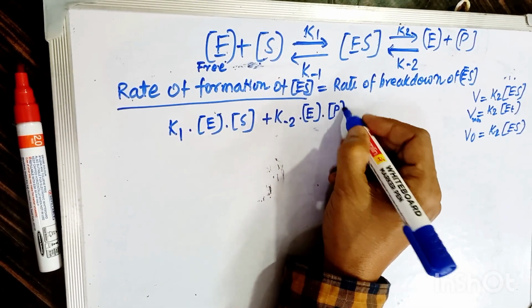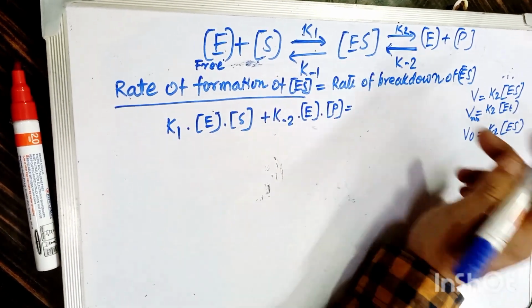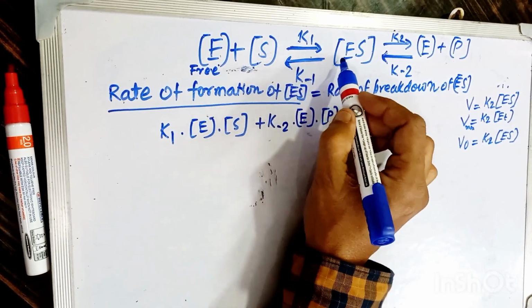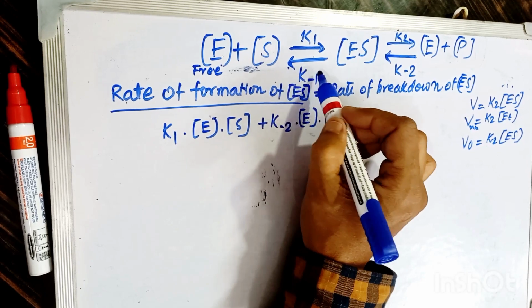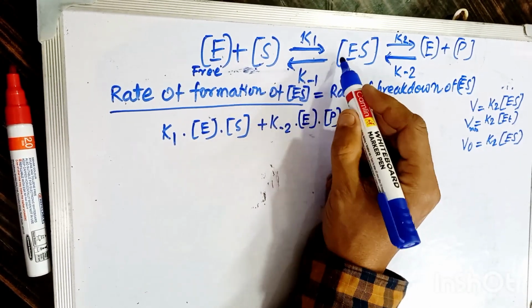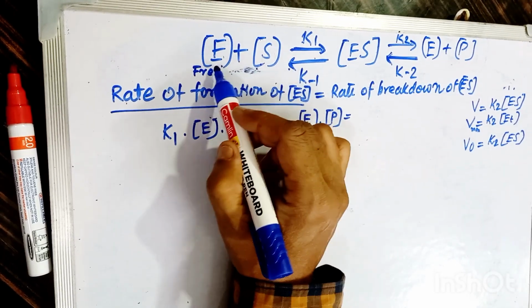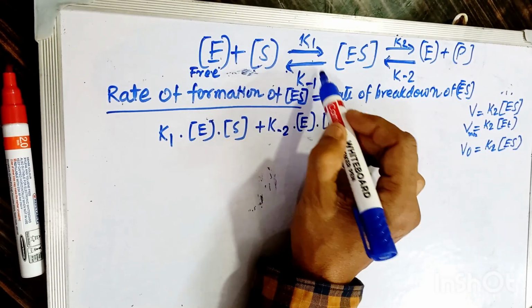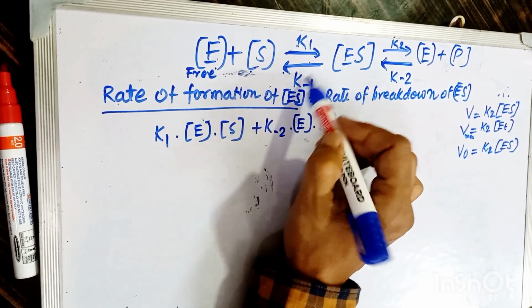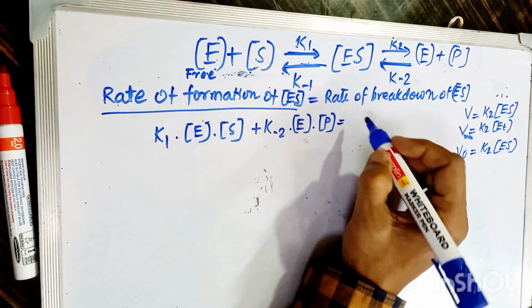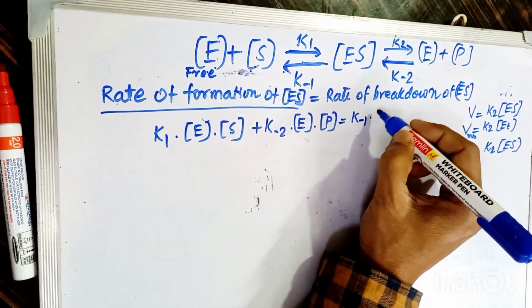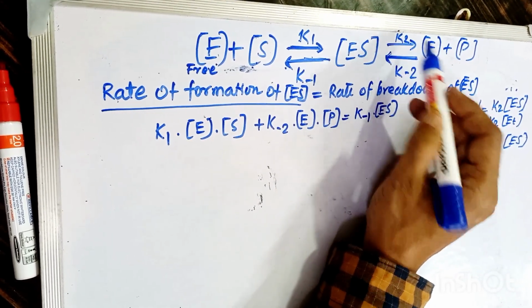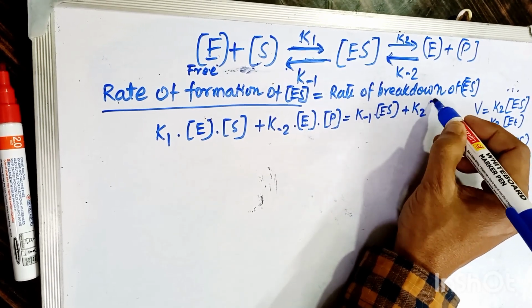And the rate of breakdown of ES. See, this arrow is the breakdown. So this arrow is K minus 1 into ES, the breakdown meaning the formation of E and S. Just now I told you, when I write the product, it is K minus 1 into ES, this breakdown arrow. And the other breakdown pathway is K2 into ES.